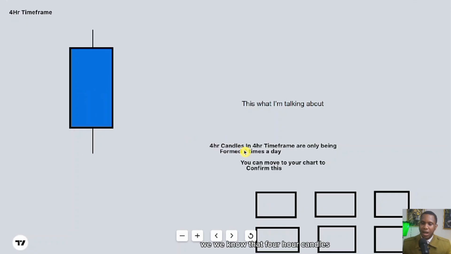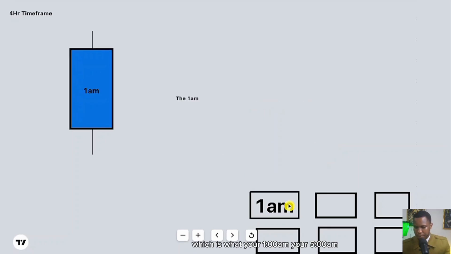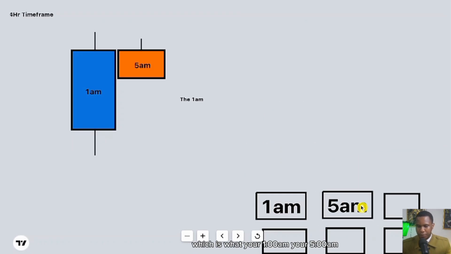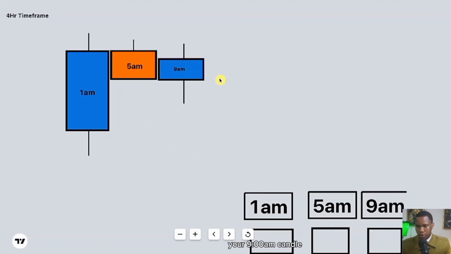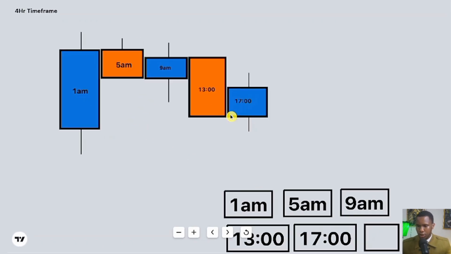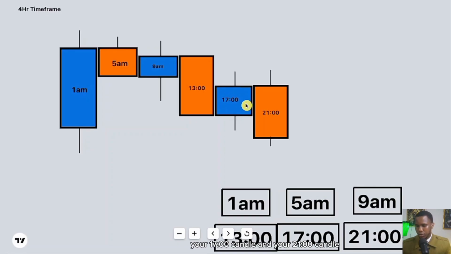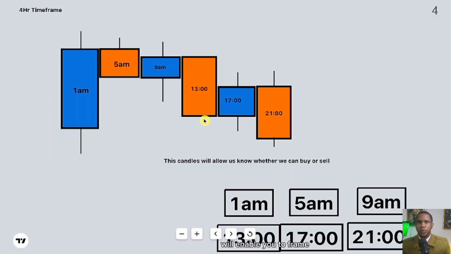We know that 4-hour candles in the 4-hour time frame are being formed only 6 times a day. You can move to your chart to confirm this, which is what? Your 1 a.m., your 5 a.m., your 9 a.m. candle, your 13 o'clock candle, your 17 o'clock candle, and your 21 o'clock candle. These candles you're seeing here will enable you to frame whether you're going to be buying or selling for a particular section. Before this video ends, I'll show you how to make your chart look exactly like this.